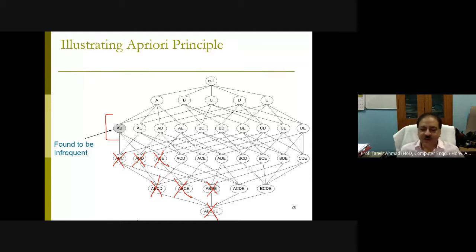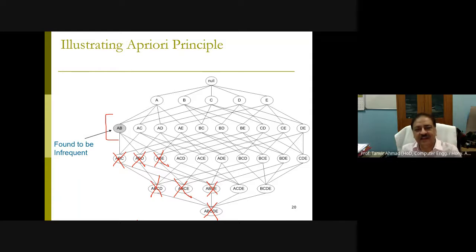Why? Because these all contain AB. If the support of AB is less than the minimum support, the support of ABC will always be less than the support of AB. Therefore, these 7 item sets will be pruned from the lattice, and what ultimately remains are the remaining ones. Is it clear to you?